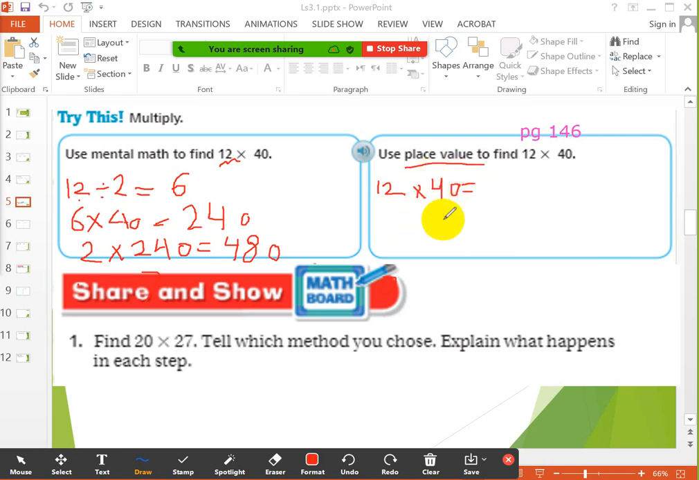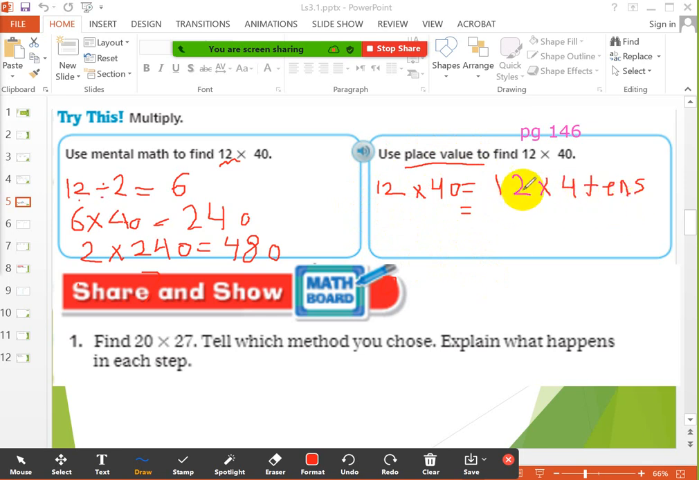Now, what is the value of the tens number? 40 means 4 tenths. That means I will write this number as 12 multiply 4 tenths. And I love this strategy actually. So I will find the answer for this multiplication by using place value and write the value of the tens number. So 12 multiply 4 tenths.